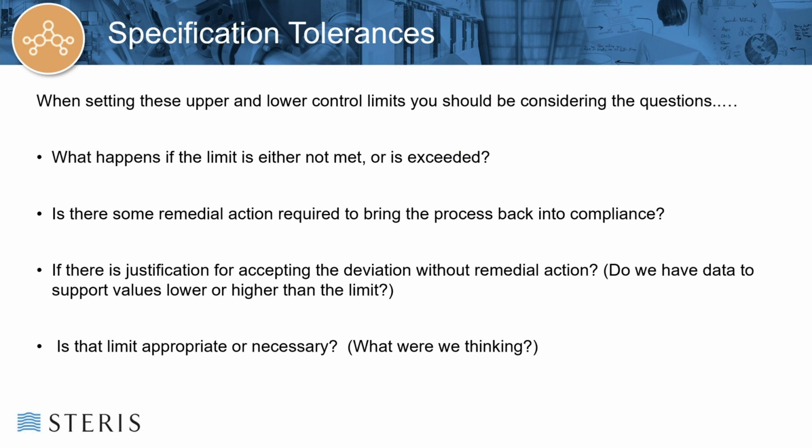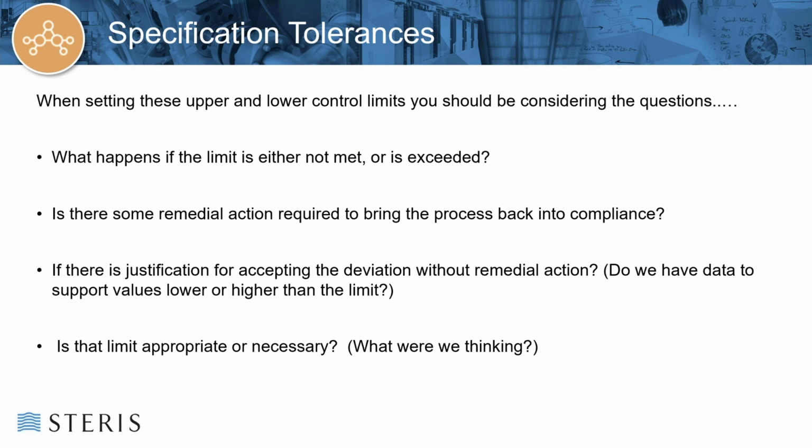So is there justification for accepting the deviation without remedial action? That's kind of what I was alluding to start with. Do we have data to support the lower and higher values of that limit? Is the limit appropriate or necessary? So for example, if you have a PSI of 0.75231 because you think that it can be that accurate, is that a reasonable or necessary limit? Is it the appropriate limit?